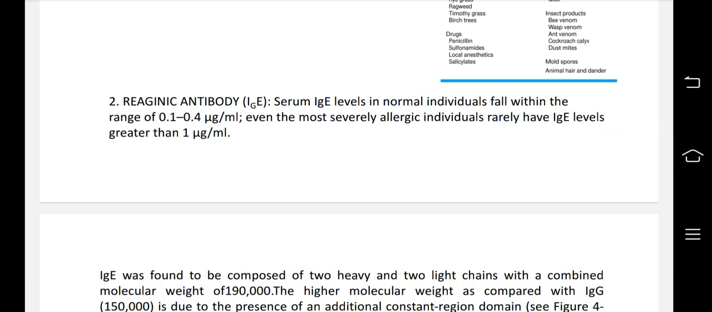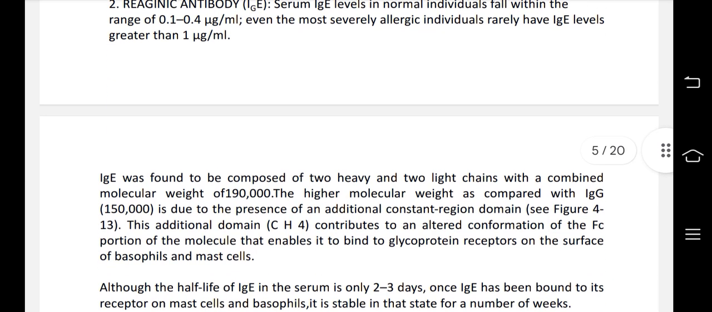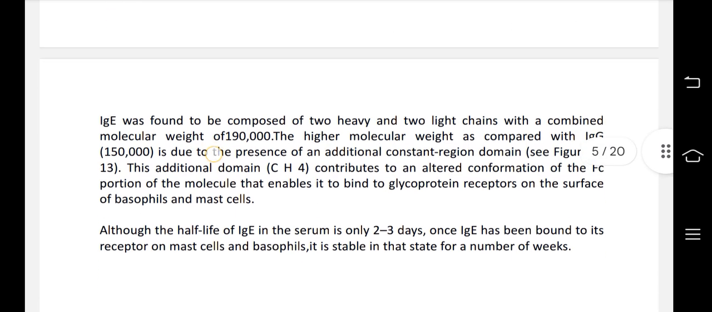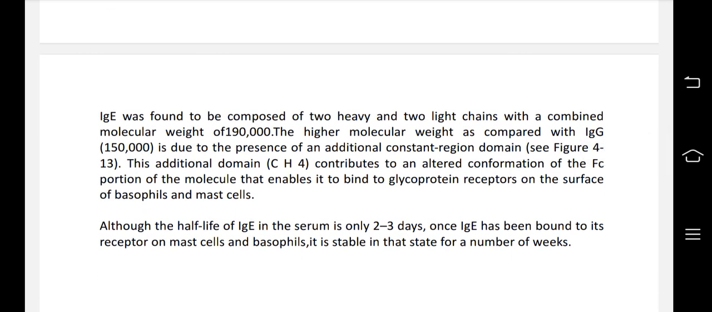Serum IgE levels in normal individuals fall within the range of 0.1 to 0.4 mg per ml. Even the most severely allergic individuals rarely have IgE levels greater than 1 mg per ml. So IgE was found to be composed of 2 heavy and 2 light chains with a combined molecular weight of 190,000. The higher molecular weight as compared with IgG is due to the presence of an additional constant region domain.